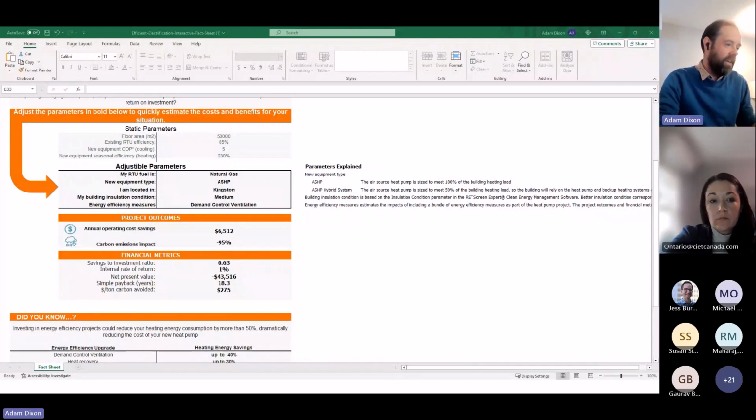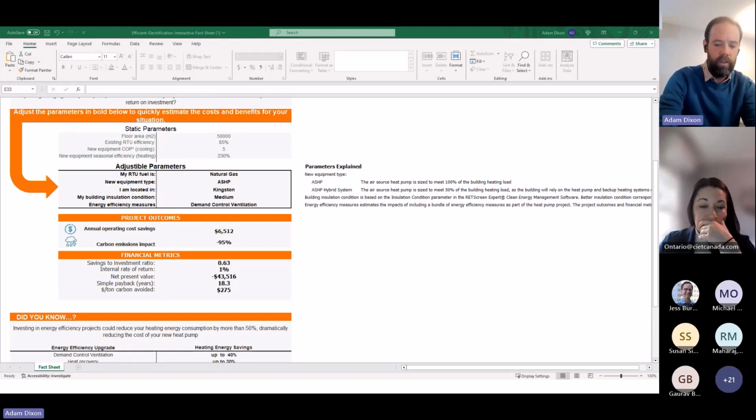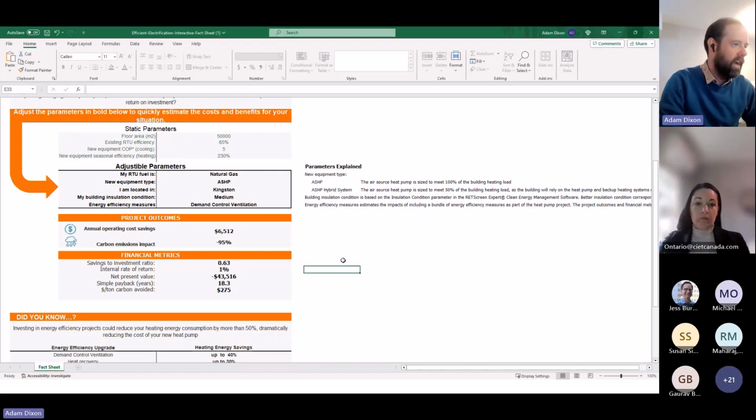We still have a negative net present value of $40,000. So essentially over the 15 years, we're losing $40,000 on this project. The simple payback is 18 years. So we are getting a bit better there, but still outside the life of this project, 15 years. And we have $275 per ton of carbon avoided.